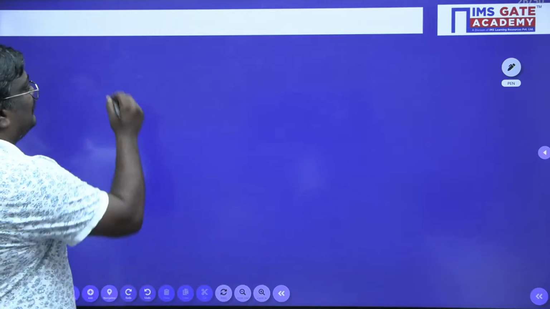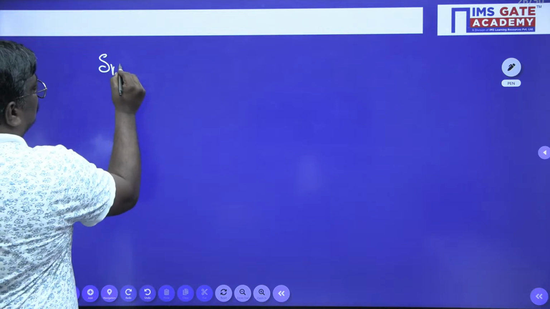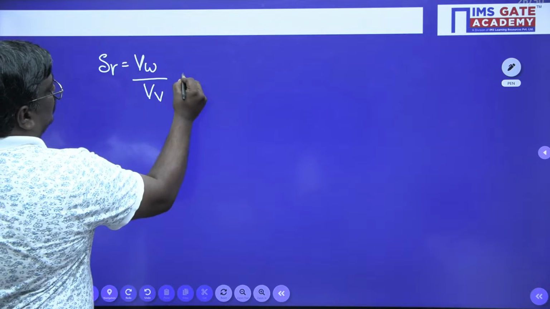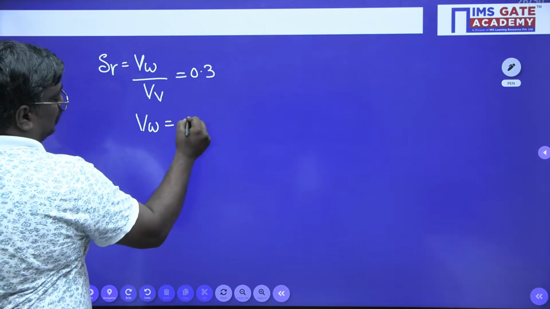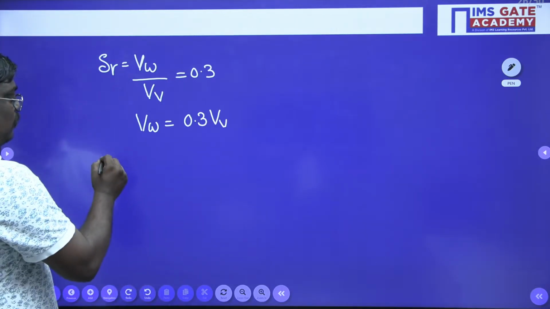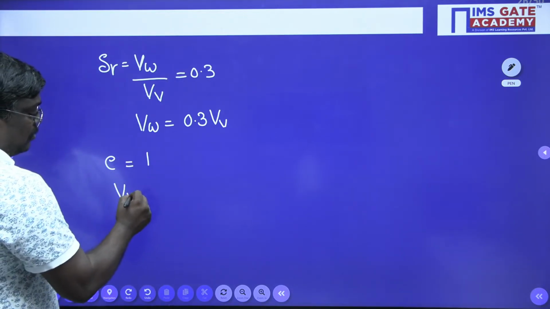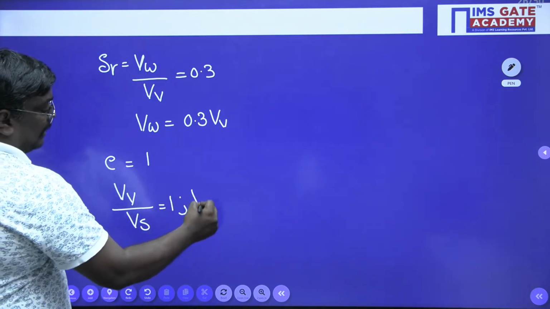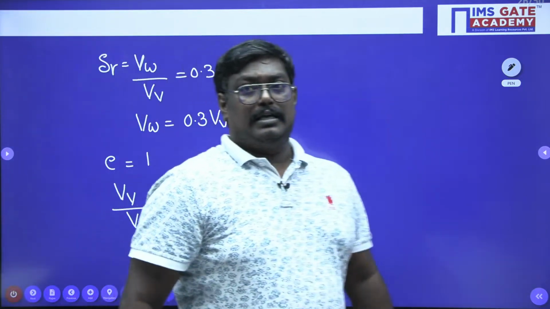Or if you follow the basic procedure, see students, they have given degree of saturation, volume of water by volume of voids, is 0.3. So volume of water is equal to 0.3 into volume of voids. Suppose they have given you void ratio, void ratio is 1. That means volume of voids upon volume of solids is equal to 1. So here you can write volume of voids is equal to volume of solids. Yes or no, my dear students?